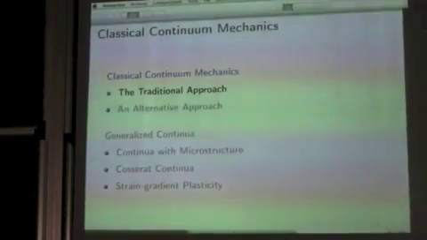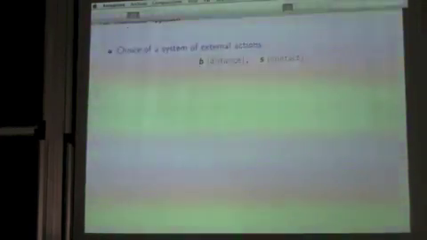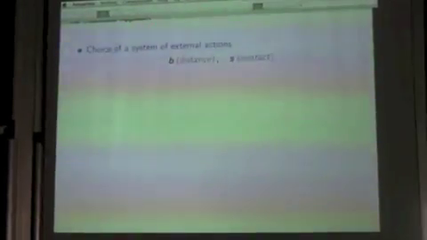Then I will propose an alternative approach, which is not mine, has been worked out since at least 50 years by many people, but the current literature in science seems not to have got the right conclusions from this enormous mass of work. And then I will go to generalized continua, and I will make two examples because they are well known, Cosserat continua and strain gradient plasticity, and they are different from each other, so we will be able to see the difference of the two. So let's start with the traditional approach.